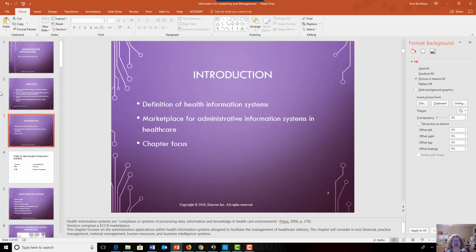So let's talk about what health information systems are. Health information systems are complexes or systems that create and process data, and they also handle informatics and information and knowledge in healthcare environments. So what does that mean? That just means that health information systems help you manage your data, patient experiences, and a whole complex amount of interaction that goes on within the hospital or within the outpatient practice.